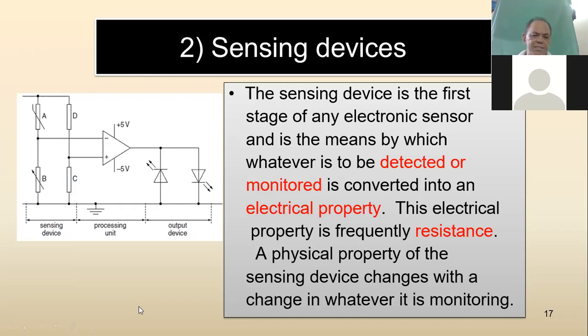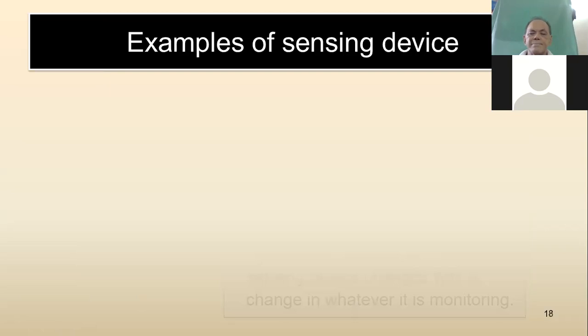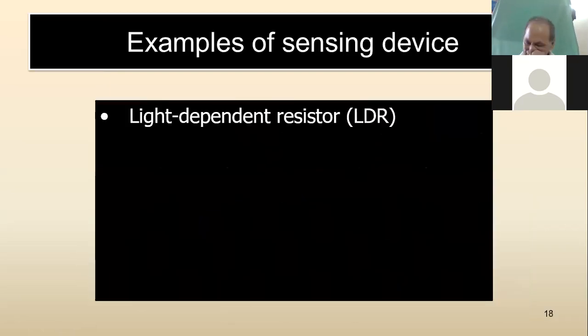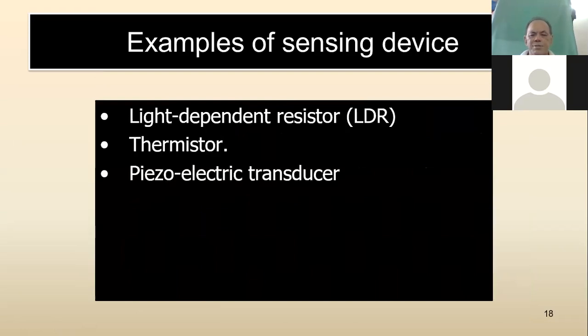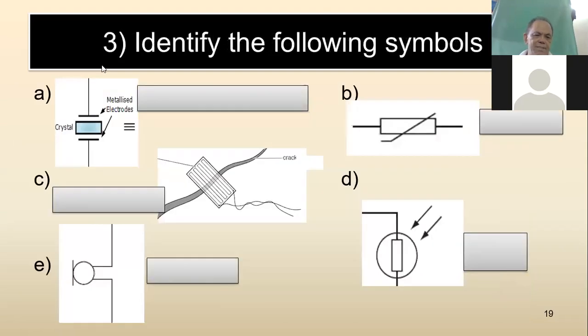If the change in temperature, change in resistance. If you want to monitor the light intensity, then you use your LDR, light dependent resistor. So these are what we will be interested in the syllabus: light dependent resistor, thermistor, piezoelectric transducer, strain gauge. You'll be looking at them. That's a symbol for piezoelectric.